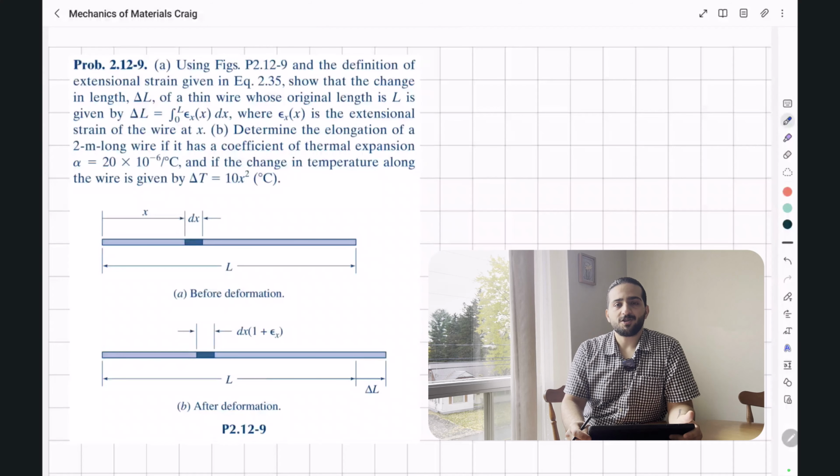Today we're going to solve a question on the topic of strain deformation equations that we have selected from Craig's Mechanics of Materials or Solid Mechanics.